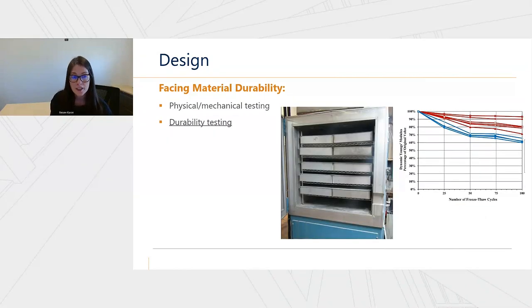Durability testing is another option. This could include freeze-thaw cycling. So maybe we have a natural stone, we don't have history of its use in the environment and the climate that we're intending to build it in. So durability testing such as freeze-thaw could be used, where we cycle this material through several cycles of freeze-thaw testing, and then again, do physical or mechanical testing on that, even petrographic analysis of that, to see, is this material going to be durable in the long run?